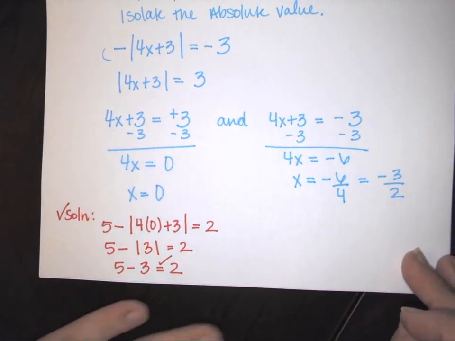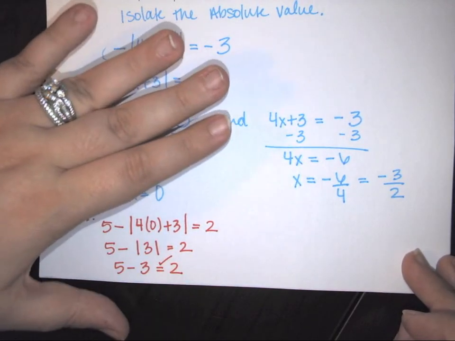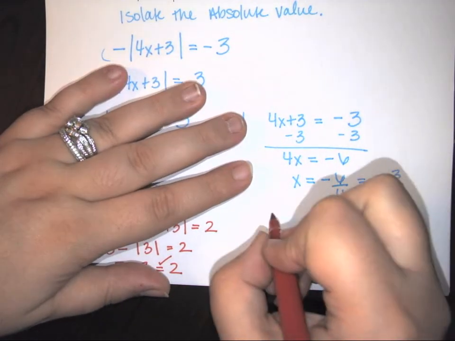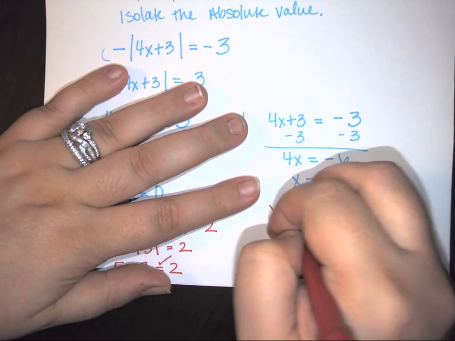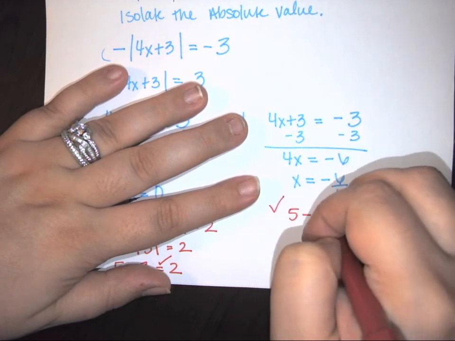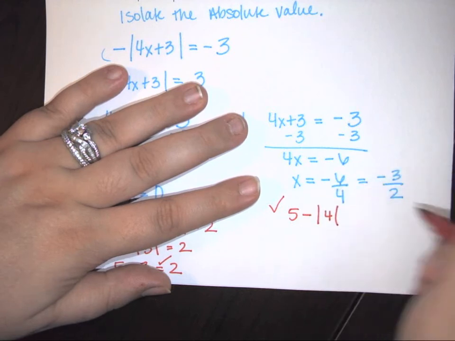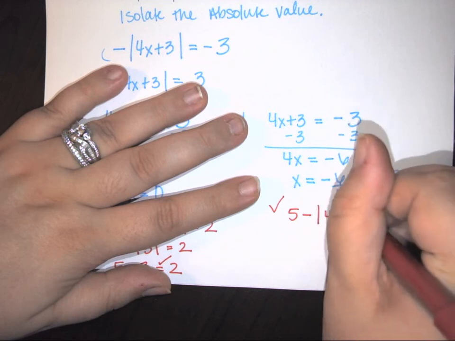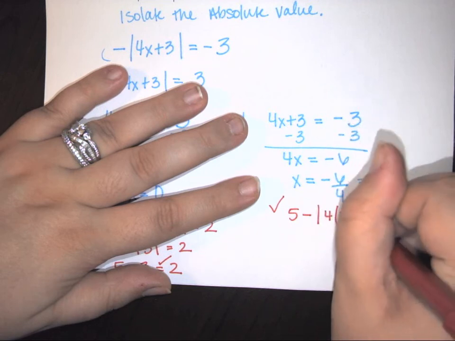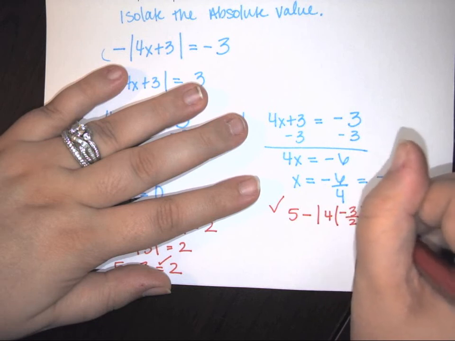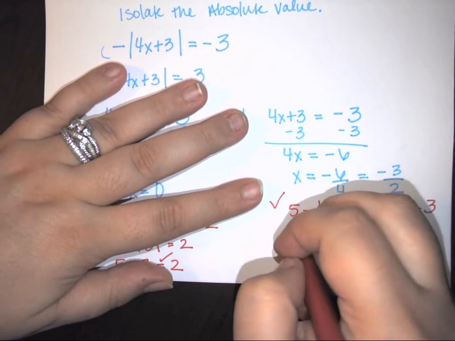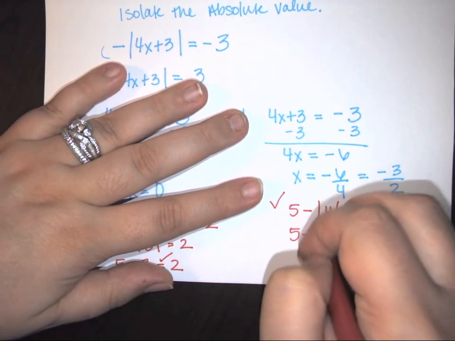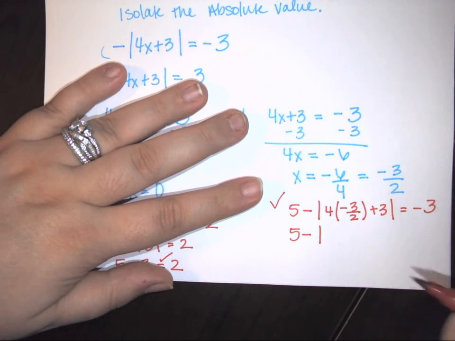You need to test both and make sure that they both work. So we're going to do just that. Here we're going to check. So we have, again, 5 minus the absolute value of 4 times, and in this case I have negative 3 over 2, plus 3 equals 2. So we need to actually take a closer look at this. This is still 5 minus, but we need to know what's going on inside my absolute value here.